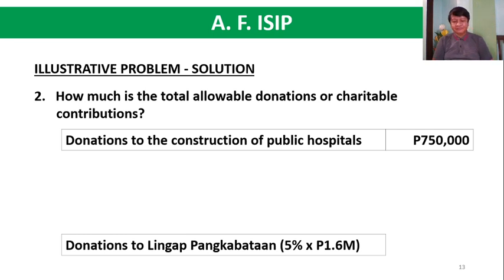So let's compute. Can you still remember the net income that we computed in the previous slide? The amount of net income that we computed in the previous slide is 1,600,000. According to the BIR ruling, the limitation is 5% of net income before donation. Therefore, to compute for the donations to Lingap Pangkabataan, which is the limitation, that is 5% multiplied by 1,600,000 pesos, the allowable deduction as far as donations to Lingap Pangkabataan Incorporated is 80,000 only.